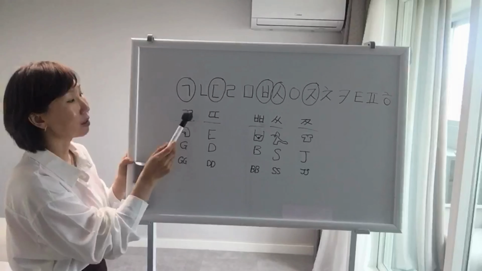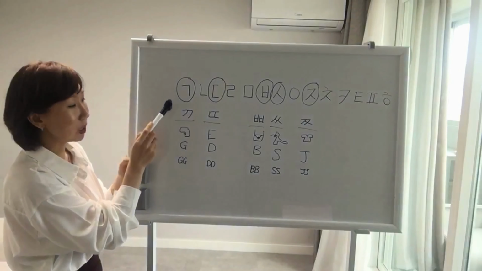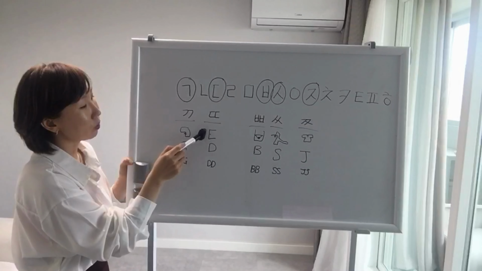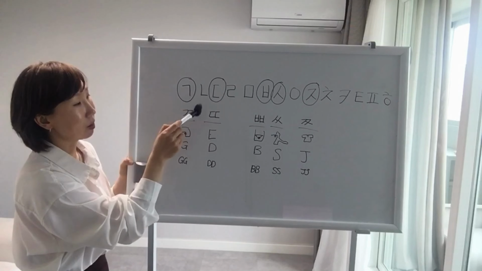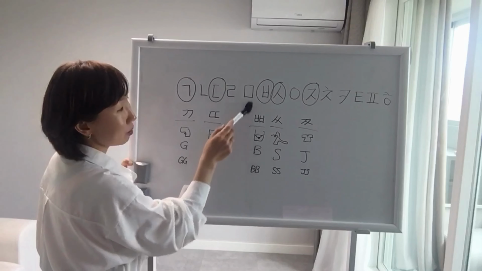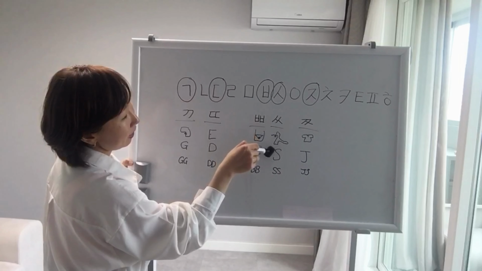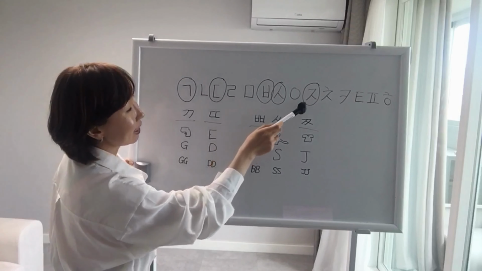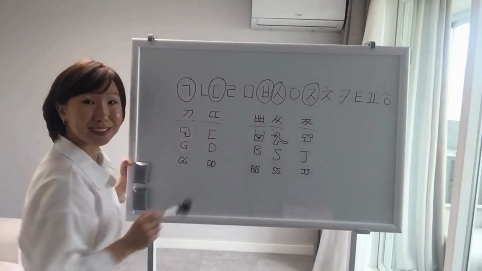So the first one is gun for G. So it's originally 그, but when it's double, it's 끄. And then D for door for D. When it's original, it's 드, but when it's double, 뜨. Bag for B, 브, 쁘. Snake for S, 스, 쓰. And then jacket for J, 즈, 쯔. Easy, right?